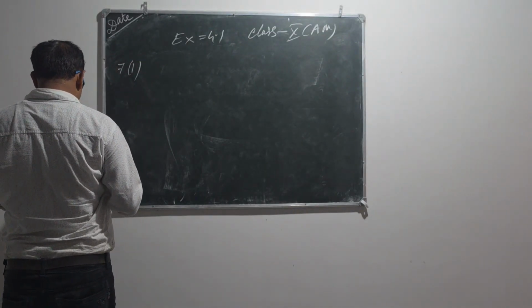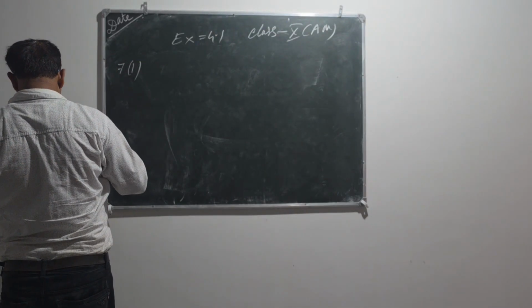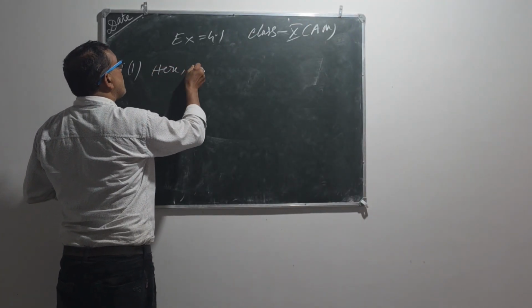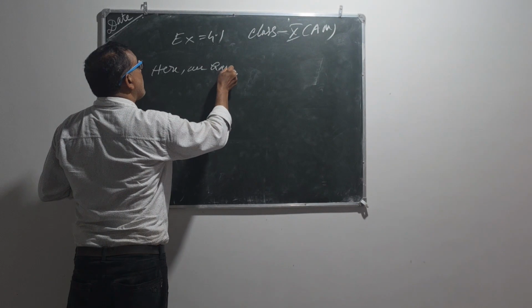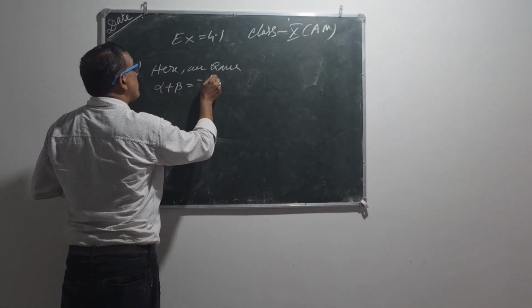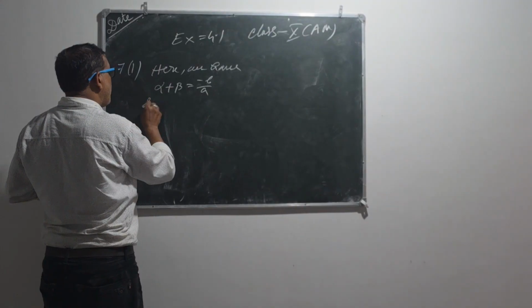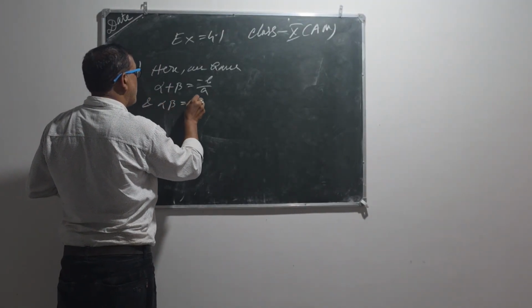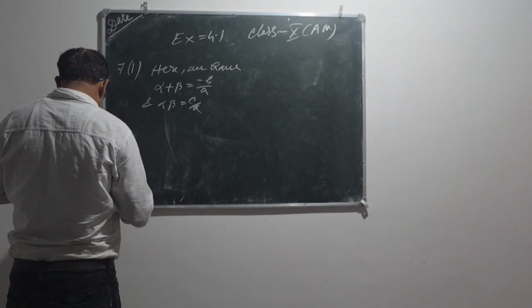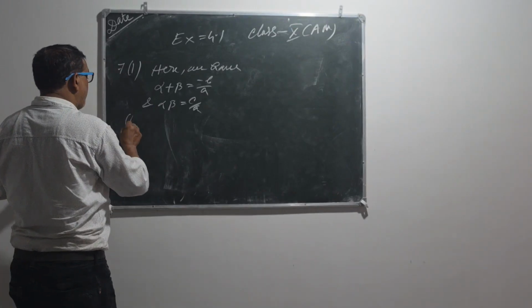So we have given here alpha plus beta equal to minus b by a, and alpha into beta equal to c by a. So what do you have to find now? The sum of the roots and the product of the roots.